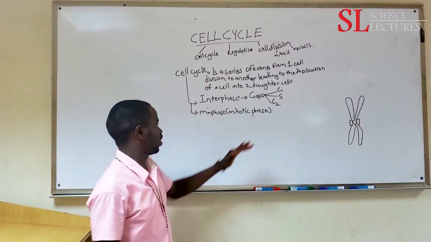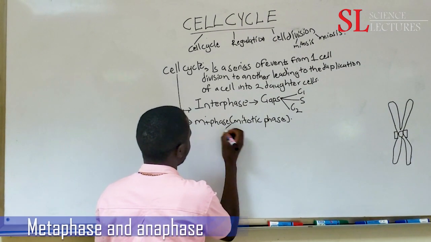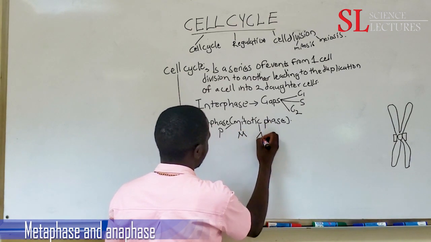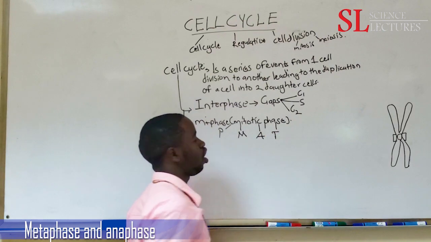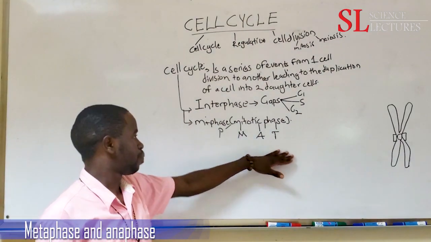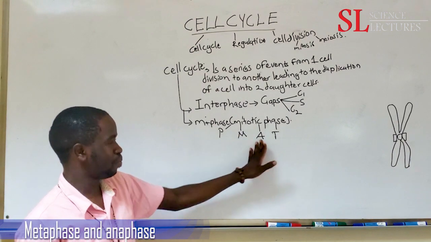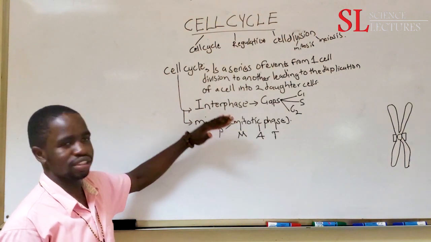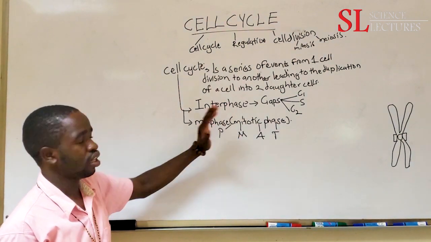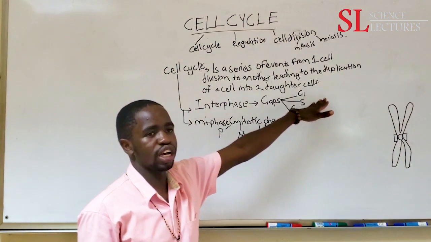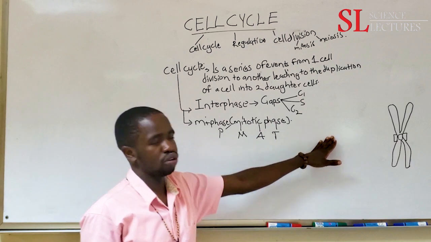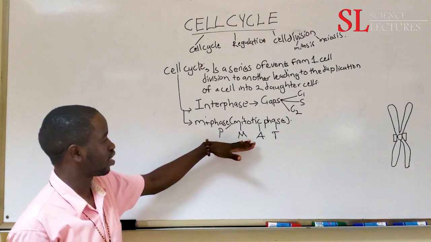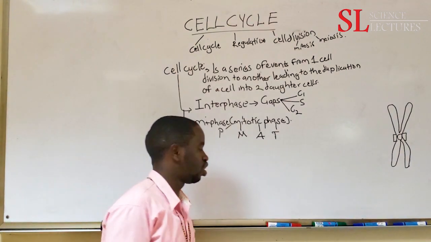Then in the mitotic phase, we have 4 stages. Number 1, we have prophase. Number 2, we have metaphase. Number 3, we have anaphase. Number 4, we have telophase. What we usually summarize as PMAT. Repeat, the cell cycle is made up of two major parts, interphase and the mitotic phase. In interphase, you have the gap 1, the S phase, and the G2 phase, what you call the gap 2 phase. Then within the mitotic phase, you have prophase, metaphase, anaphase, and telophase.